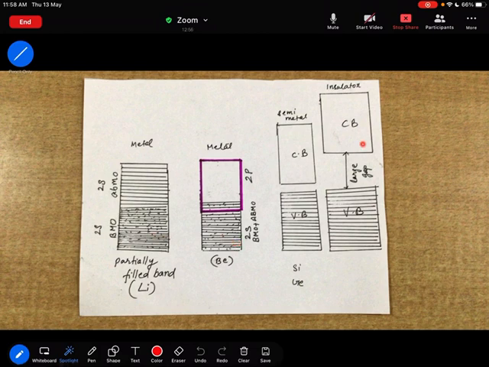Now come to this portion. Here there is a large gap between valence band and conduction band. So electrons from valence band cannot jump to this conduction band, so this will act as an insulator. But here, this gap is very small. Suppose you heat this semi-metal, electrons will get energy and they can jump to the conduction band.